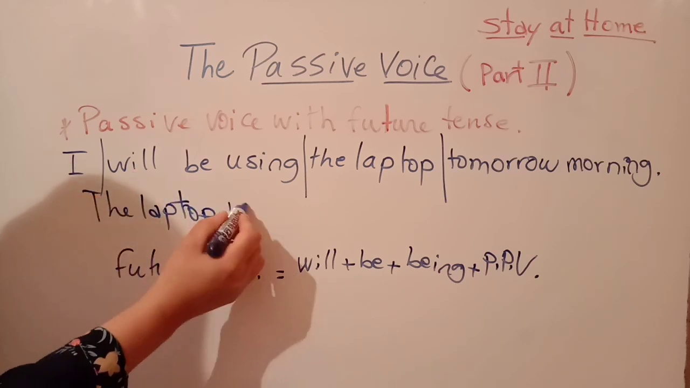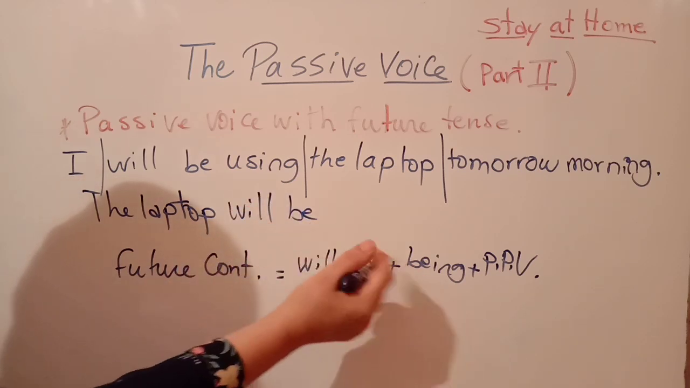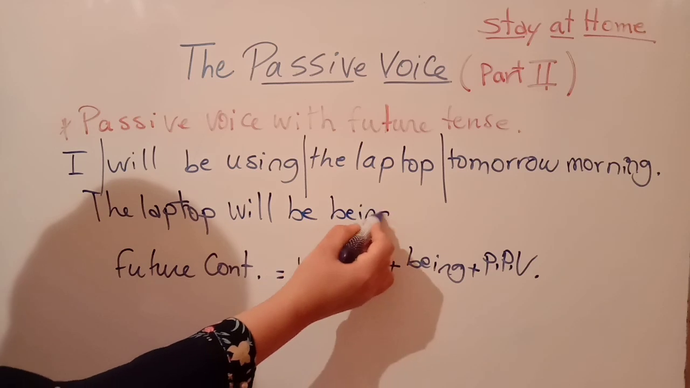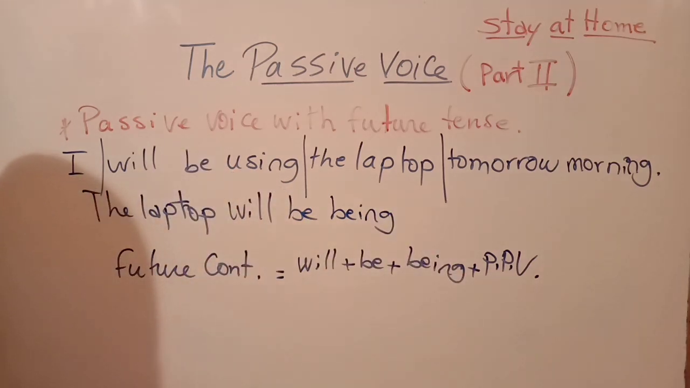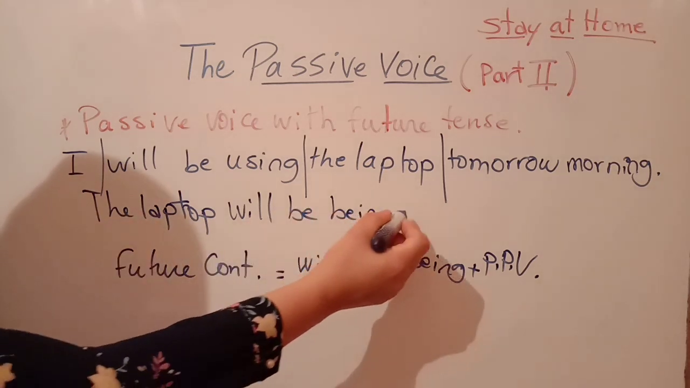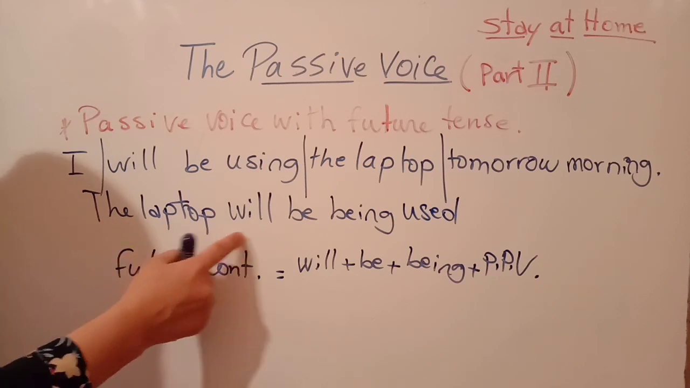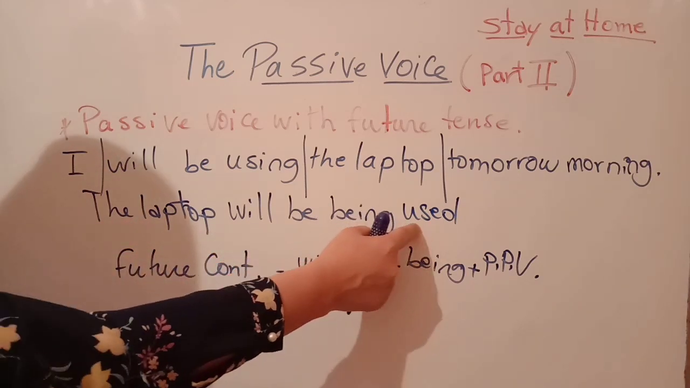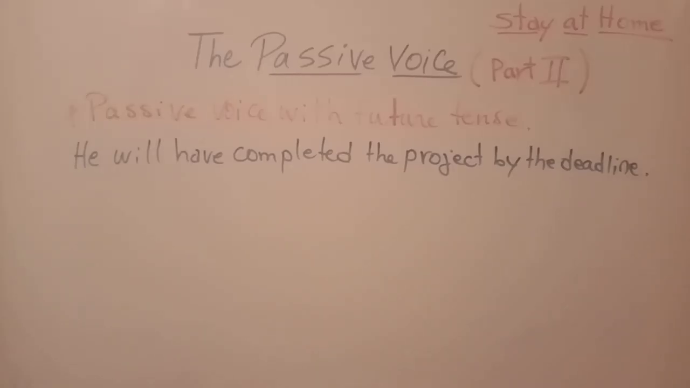will be plus being plus past participle of the verb to use, which is verb plus ed, used. Okay, so the laptop will be being used tomorrow morning. So we don't need to use by me, right? Good. Okay, let's study the last example with future tense.